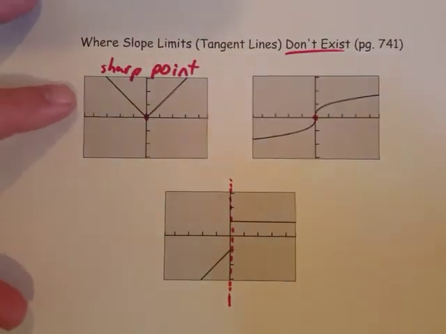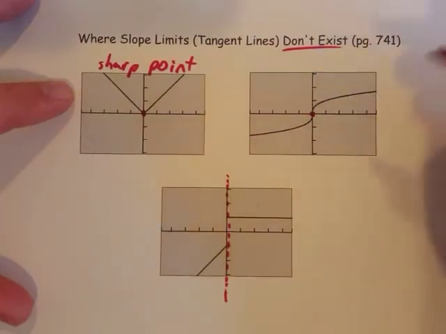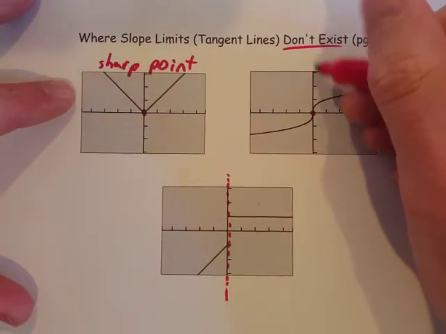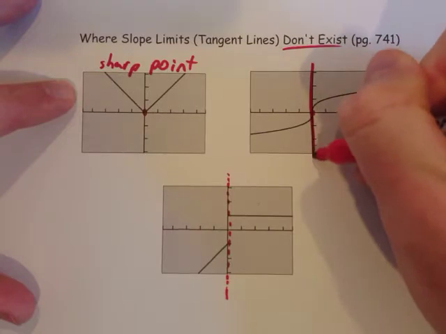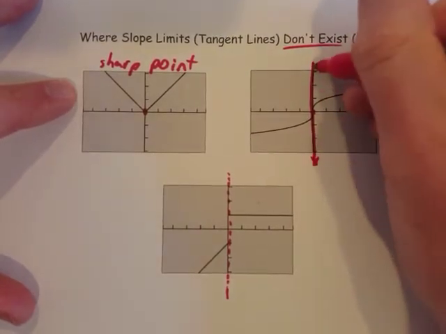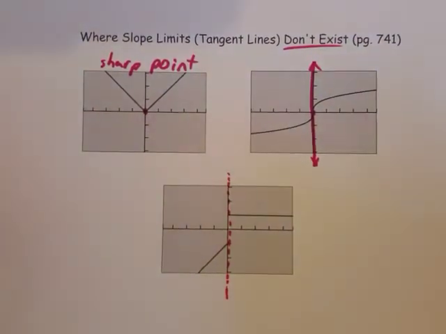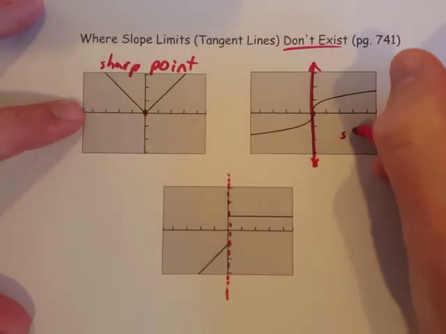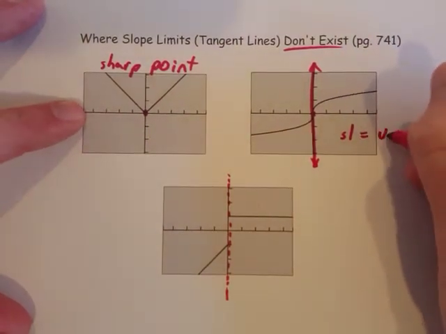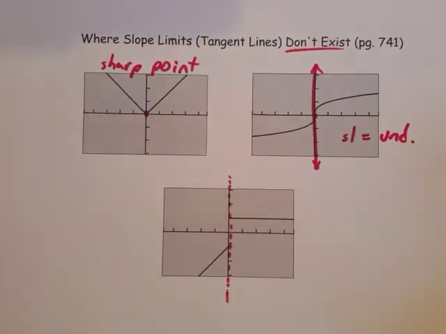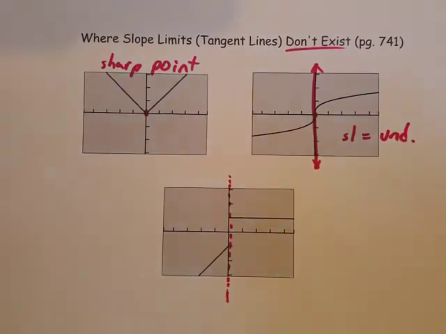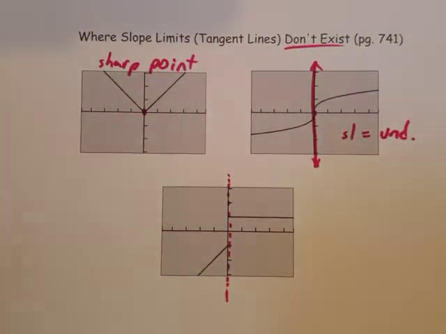Another example where one doesn't exist is if you have a point right here. You'll notice that if we draw the tangent line, that's going to be a vertical line, and as we know, the slope of a vertical line is undefined. So if the slope's undefined, so is the limit. We don't have a tangent line in this case.